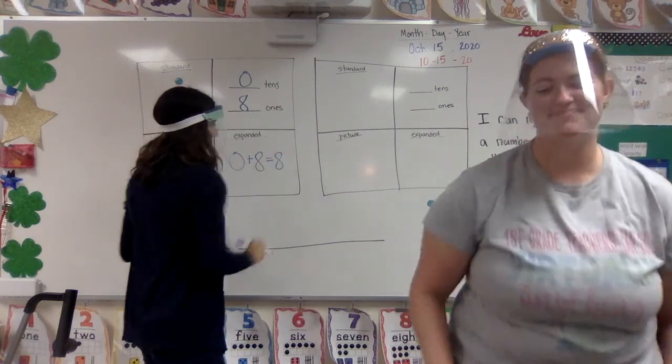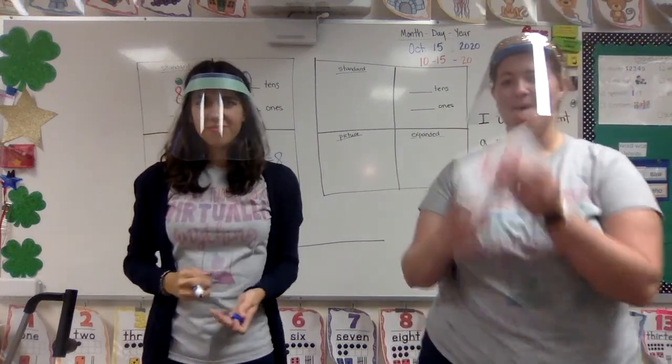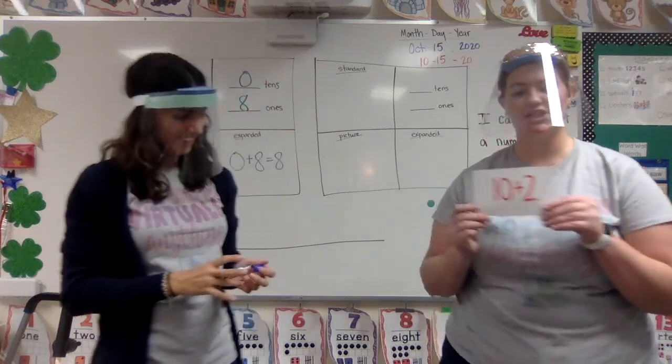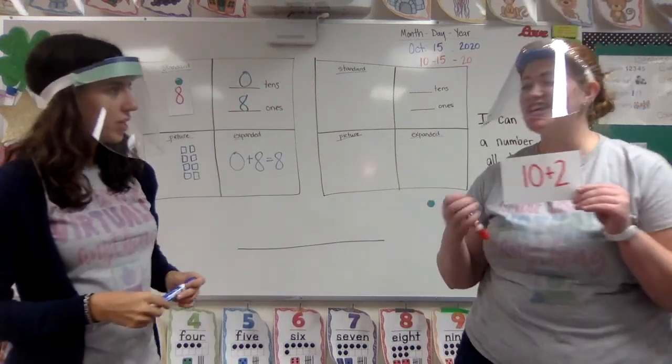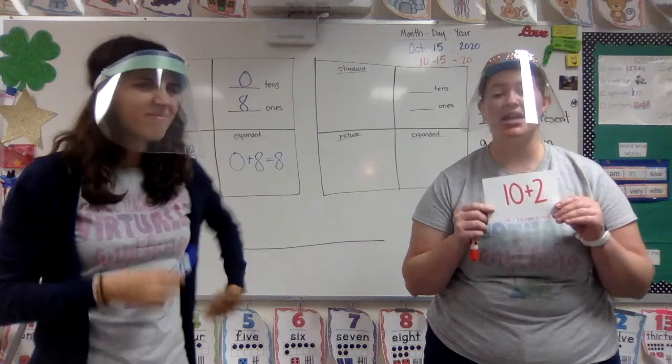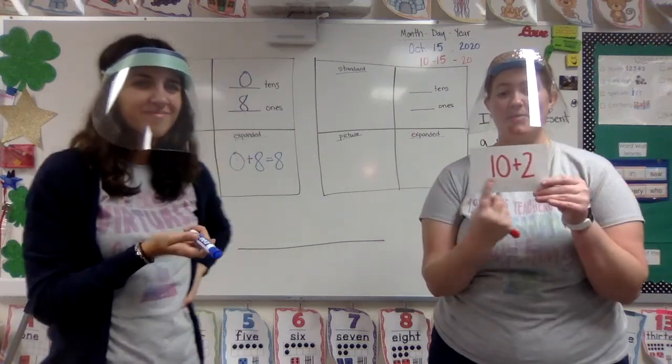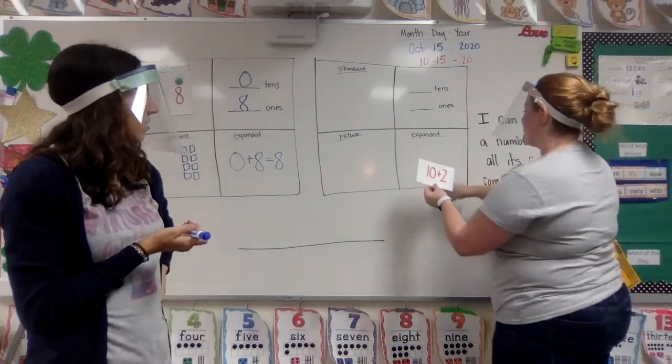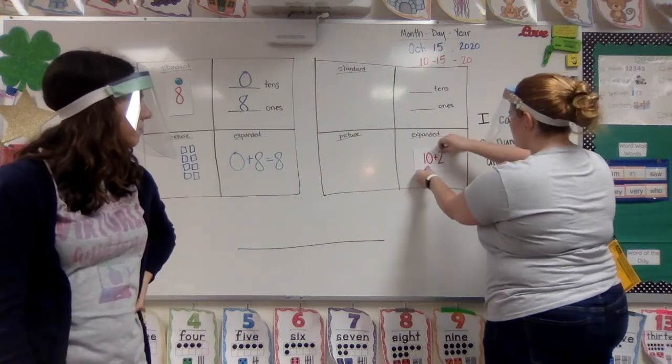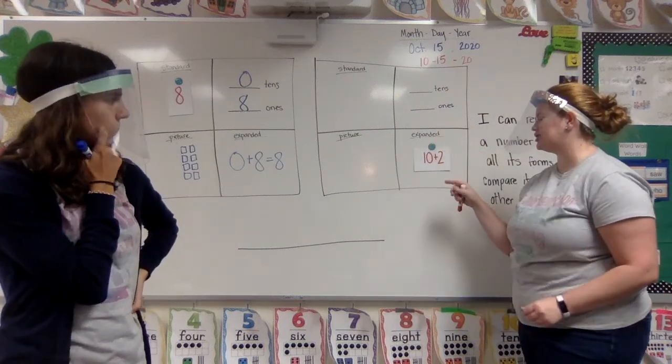Oh, my turn. Okay, let me see. Here's my number. 10 plus 2. This form is an expanded form because we expanded it. We made it bigger. It's 10 plus 2. Well, let me see what I know about 10 plus 2.